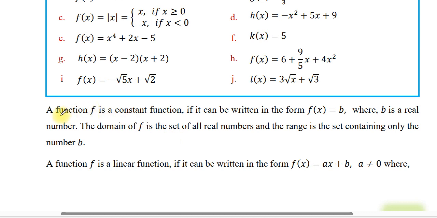A function f is a constant function if it can be written in the form f of x equals b, or simply when the power of x is 0. f of x equals b is a function which is called a constant function, where b is a real number. The domain of f is the set of all real numbers and the range is the set containing only the number b.